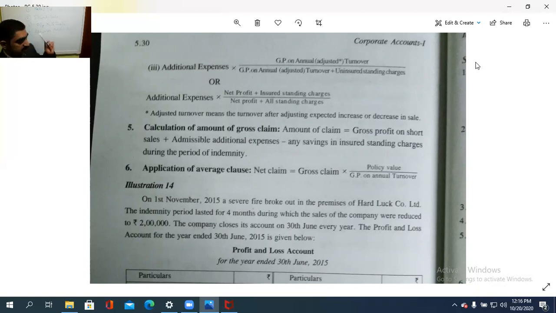That is the calculation of additional expenses. In almost all questions, the additional expenses will be given. Clear? Then the fifth point is the calculation of the amount of gross claim.